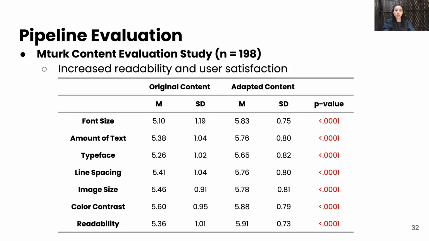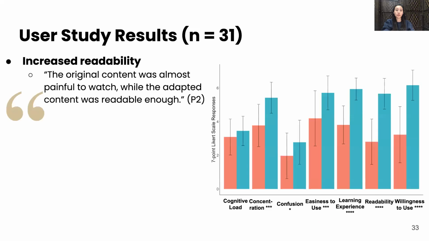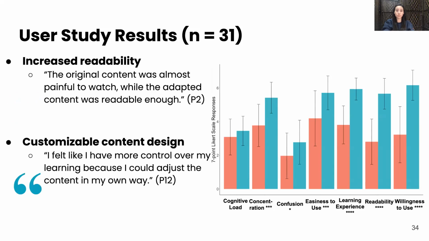The content adaptation study shows that the adaptation significantly increases the perceived readability and design satisfaction. The user study indicates that FitVid significantly improves the learning experience with increased readability. For example, one participant mentioned that the original content was painful to watch, while the adapted one was readable. They also expressed their preference for the content customization feature.